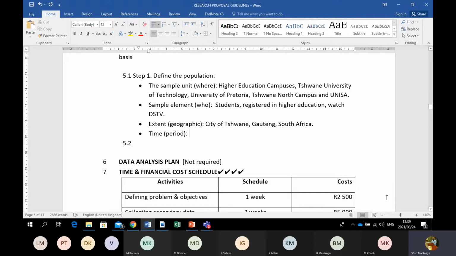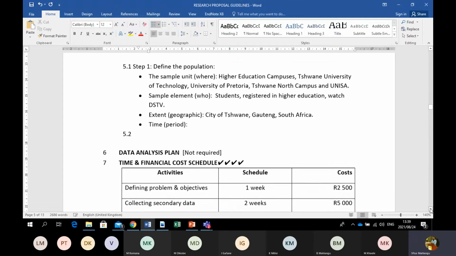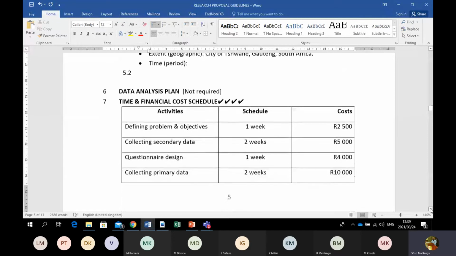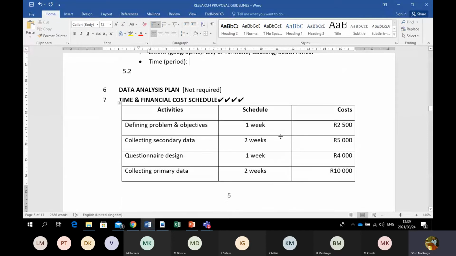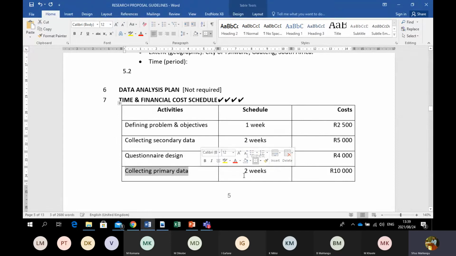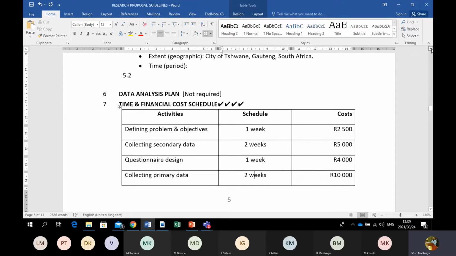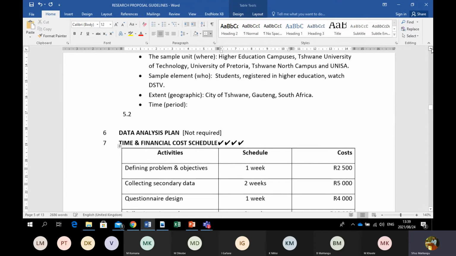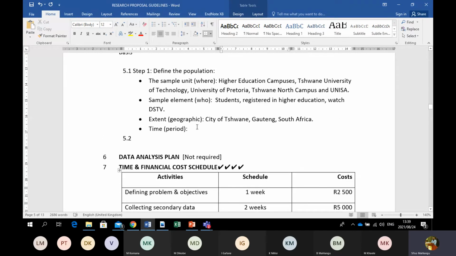So today is August. The date that you suggest here must also be aligned with the date that you're going to use in your time and financial schedule. So once you come to collecting primary data, you take that date there and use that date in your schedule as well, because this is about when you are going to collect data.